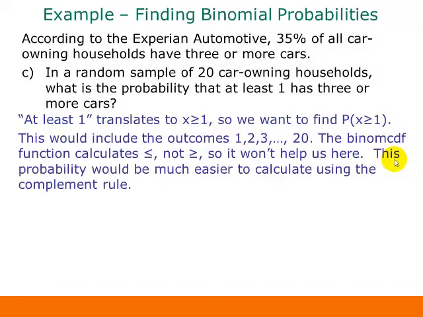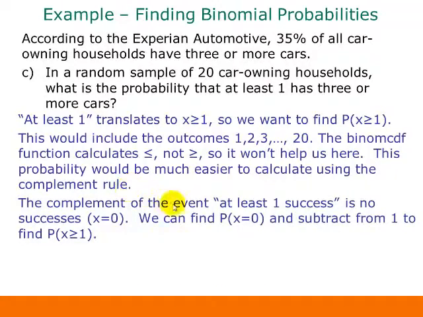So a shortcut to do this would be to use the complement rule. The complement of the event at least one success is no successes. So the complement of this event is just that x is equal to 0. So what we can do is find the probability that x is 0, or the probability of no successes, and then subtract that probability from 1 to find the probability that we're actually looking for.